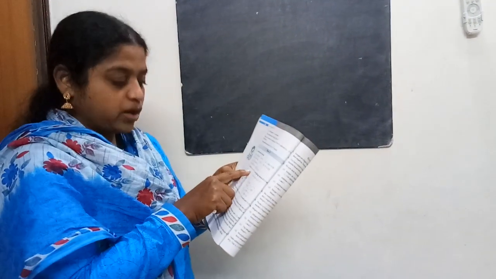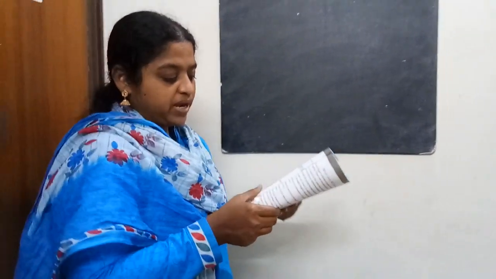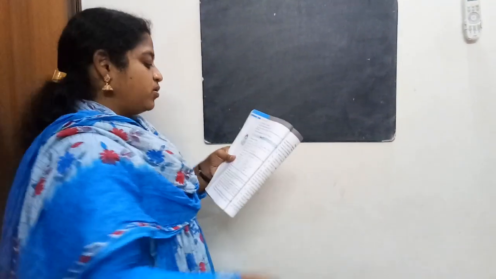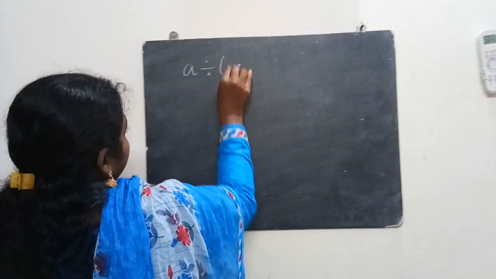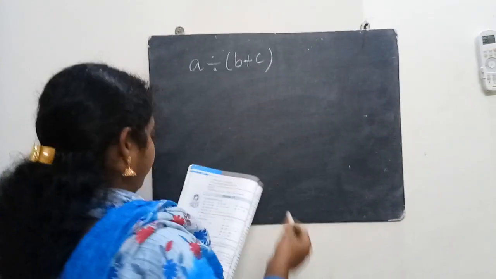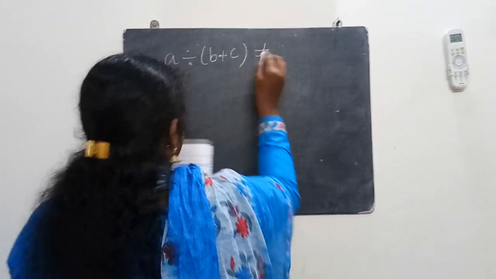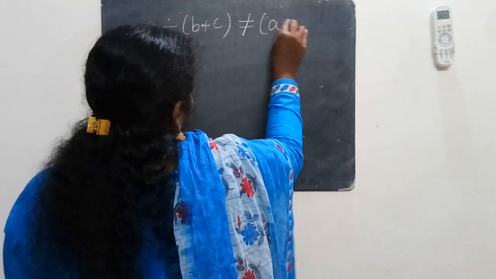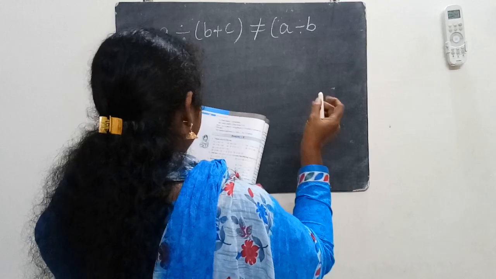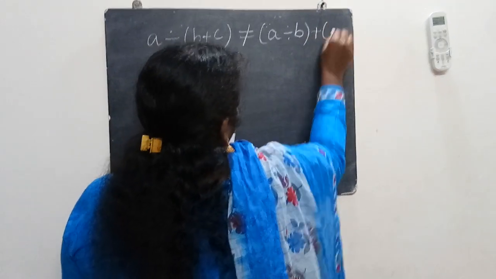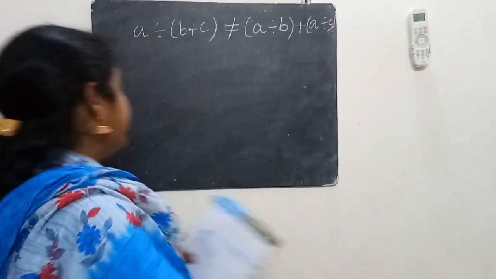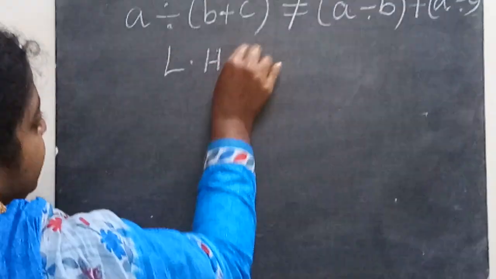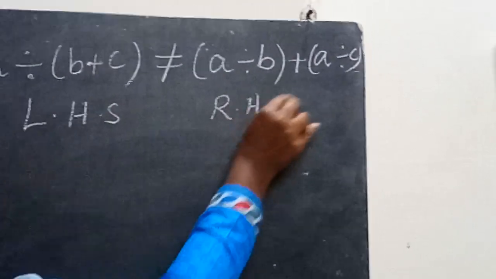A divided by B plus C, verify that first we should see LHS is not equal to RHS for each of the following values of A, B and C. So what is there in LHS? A divided by B plus C is not equal to A divided by B plus A divided by C. Okay, these two should not be equal. Here it is LHS, left hand side, and this is RHS, right hand side.